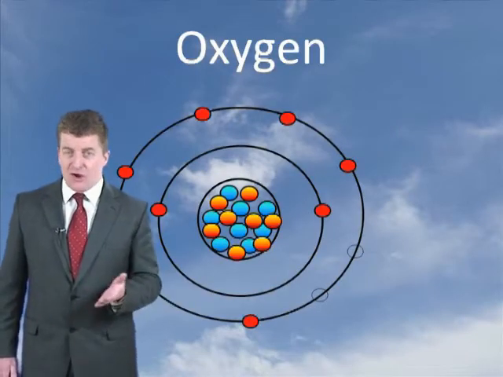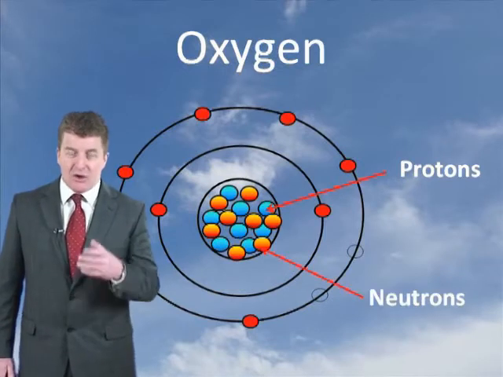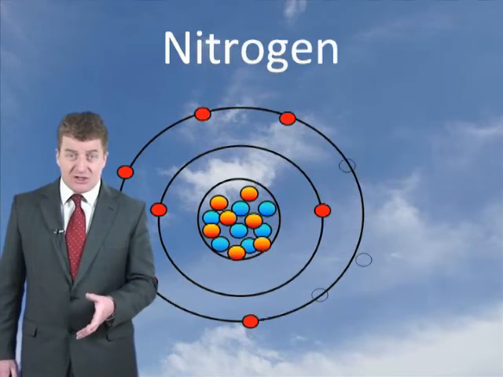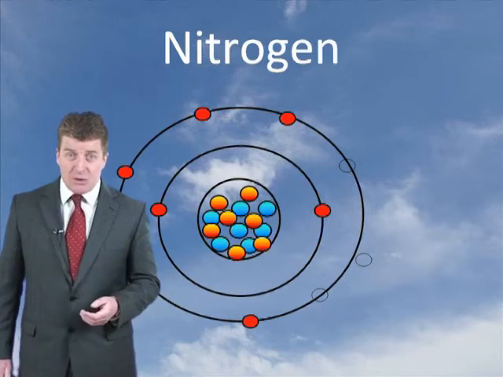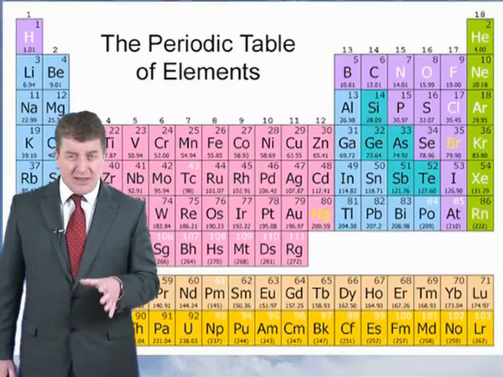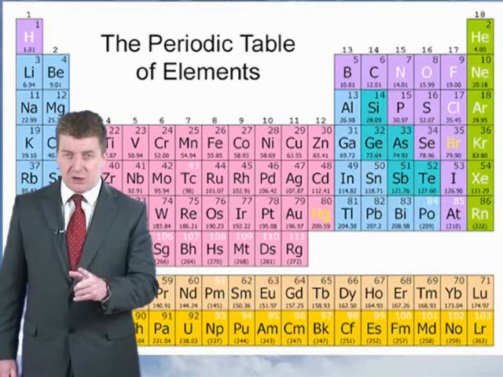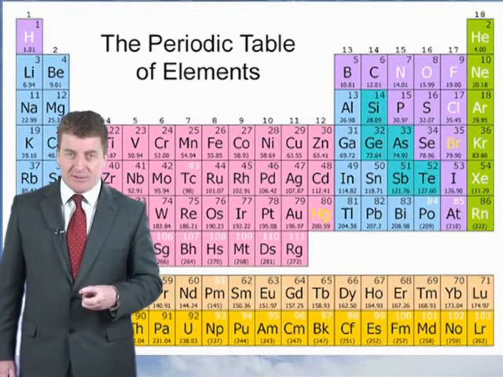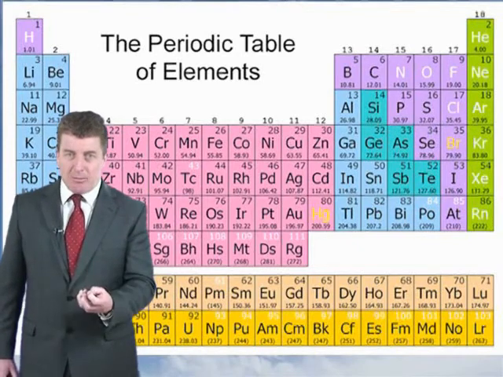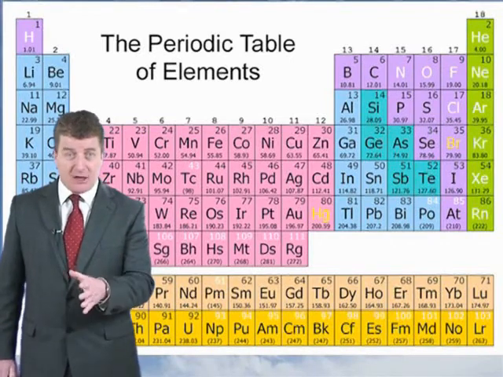So what makes oxygen oxygen? Well, it's how many protons it's got in there, and for the isotope, it's how many neutrons. That's what makes oxygen oxygen, how many protons are in there. What makes nitrogen nitrogen? Well, it's how many protons it's got in its nucleus. Now, on this planet, there are more than 100 different elements, and these are all listed in the periodic table. So everything on this planet is made up of molecules which contain at least one of these elements. Everything, chairs, tables, us, bodies, cars, liquids, is made up of one of these 100 or so elements.